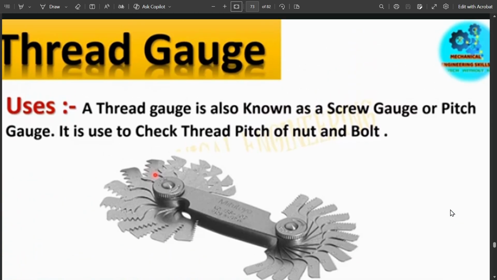Then another gauge is the thread gauge. What is a thread gauge? A thread gauge is also known as a screw gauge or pitch gauge. It is used to check the thread pitch of nuts and bolts.